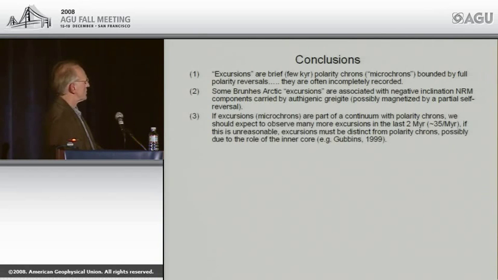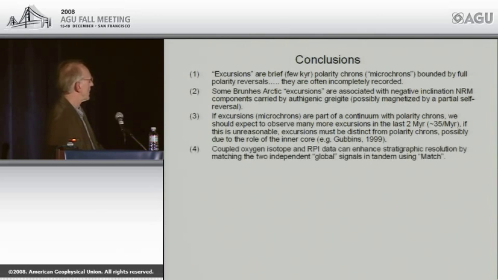If excursions are part of a continuum with polarity chrons, we should expect to observe many more excursions in the last 2 million years, perhaps up to 35 per million years. If this is unreasonable, which I think it probably is, excursions must be distinct from polarity chrons, possibly due to the role of the inner core.